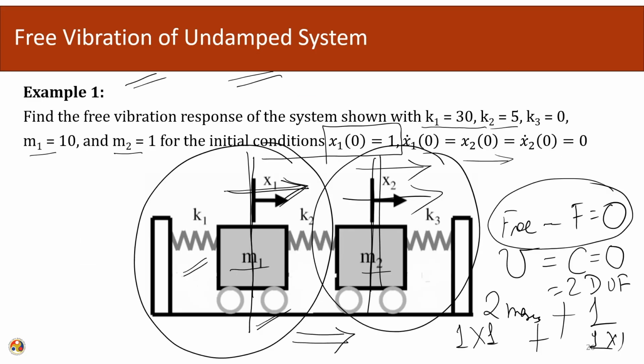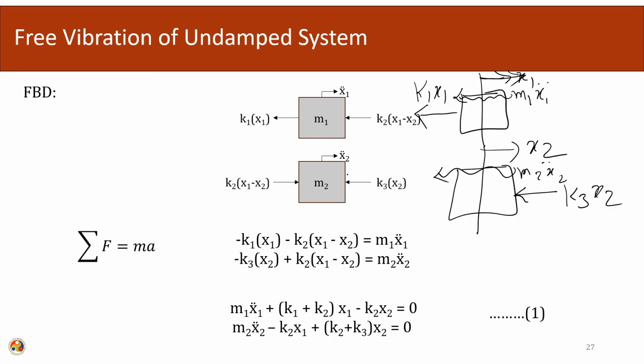Now, if you look closely here, there is one more spring out here. So, the net motion of this spring is x1 minus x2. This is the net motion of the system. So, x1 minus x2.